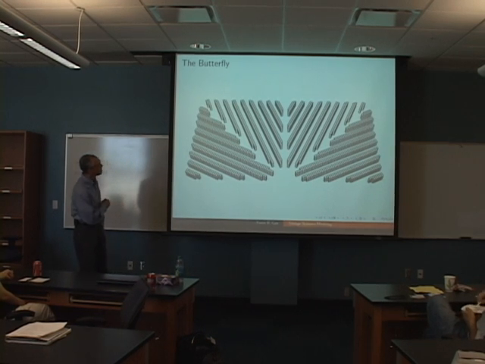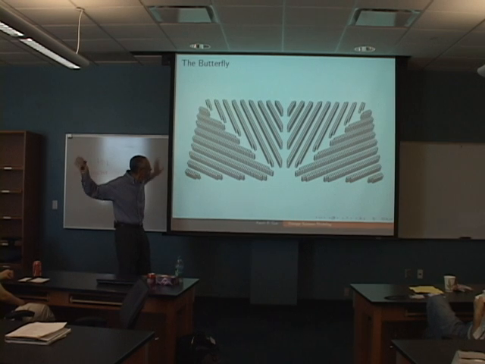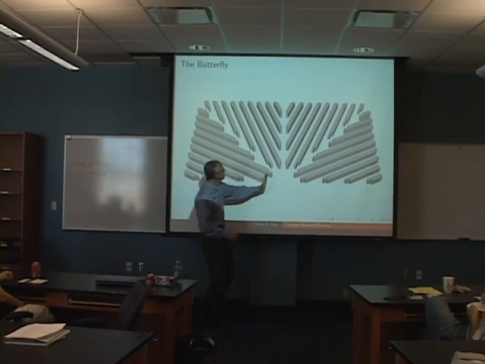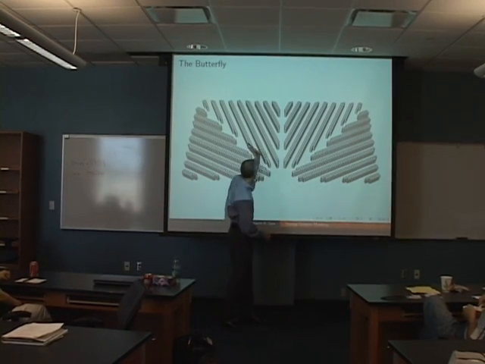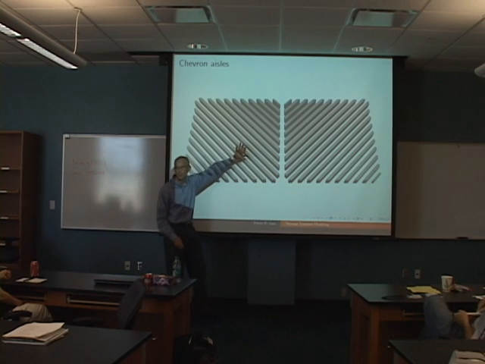And then this we call the butterfly, because if you actually look at it at the top, it looks like a butterfly doing this. And this has three cross aisles, here, here, and here. Now, do you see why, for a warehouse this size, I might not want this as opposed to one of the other two?